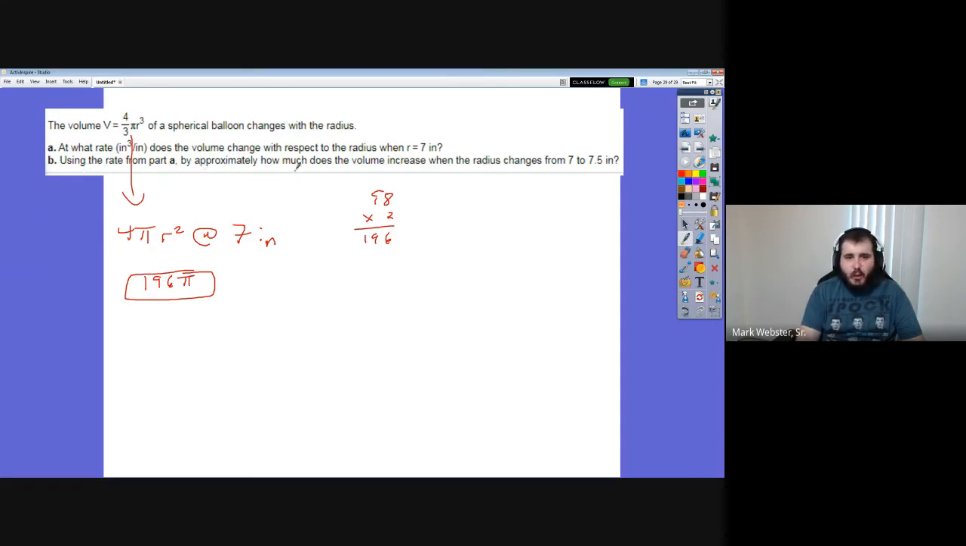Using the rate from part A, by approximately how much does the volume increase when the radius changes from 7 to 7.5? Well, this is a rate per unit, right? This is how many inches cubed per inch. That's what they give us, per 1 inch, but we want per half inch, right? So what's half of this? Because we only want from 7 to 7.5, we don't want from 7 to 8. That would be 196 pi, because that's the rate. We want half the rate from 7 to 7.5. Well, it's half of 196. Get that 98 pi inches cubed.